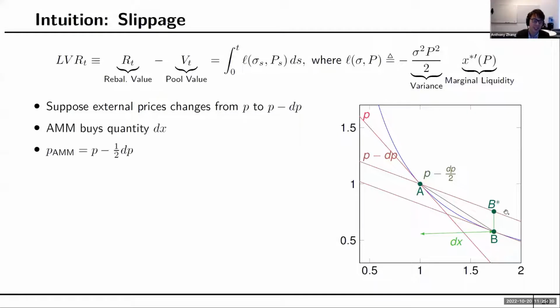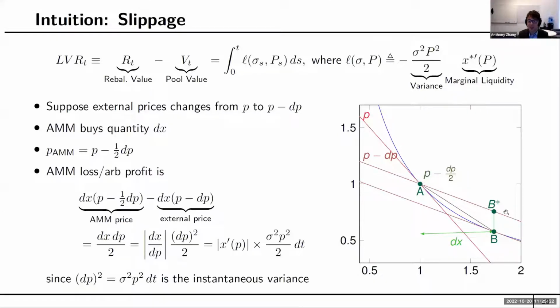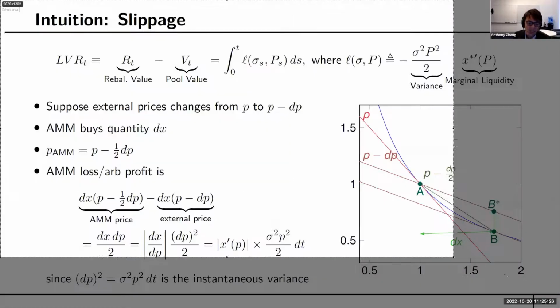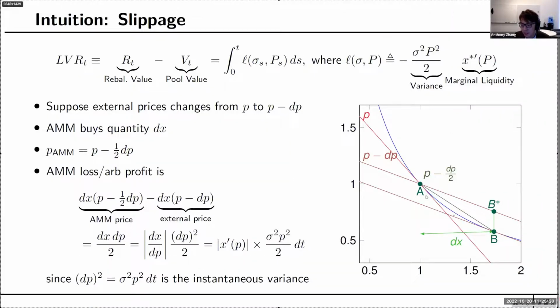So given this intuition, what affects how much AMMs are losing? Basically, when prices move around a lot, these kinds of slippages happen more, and you would expect that you lose more money, right? So you expect there to be a dP term here. The other question is, when prices move a given amount dP, the size of this vertical line is equal to dX. So it depends on dX. How much are you trading at the off-market prices?